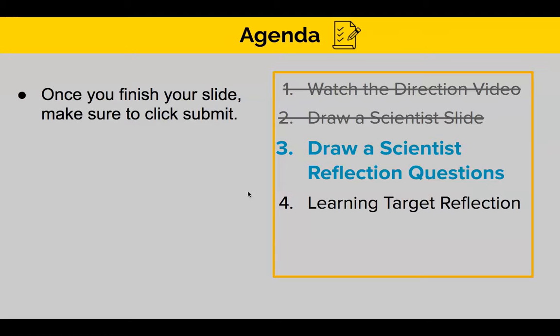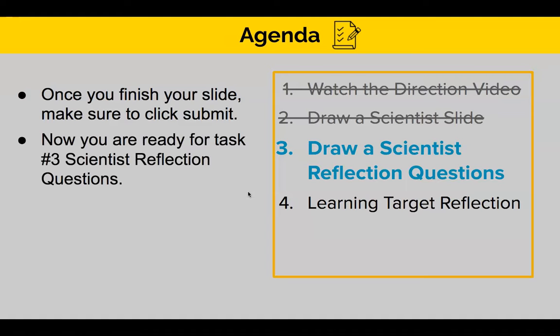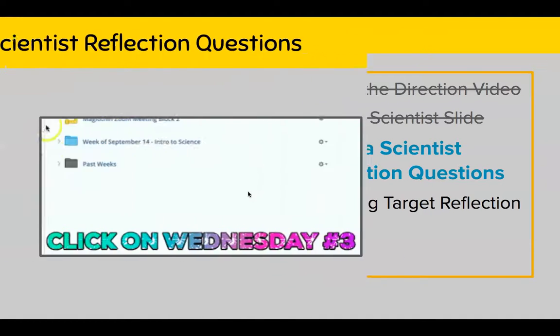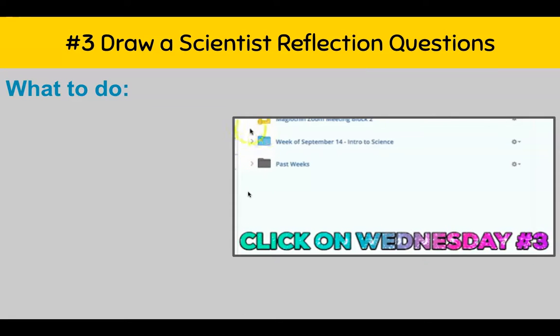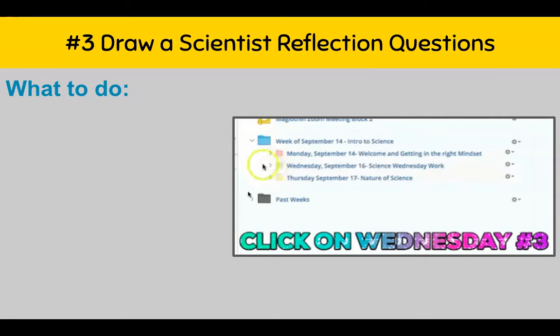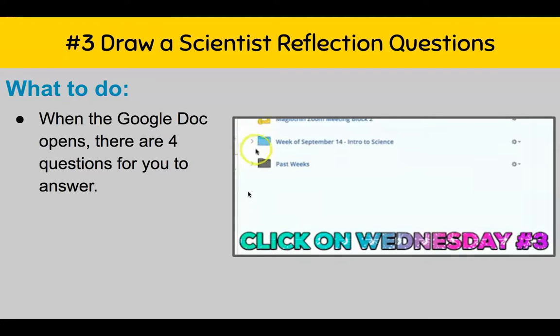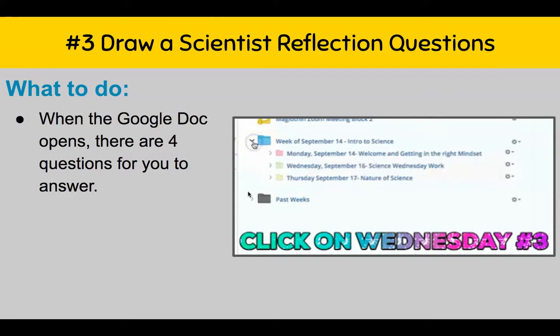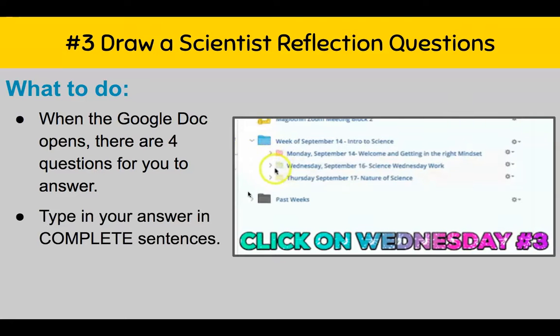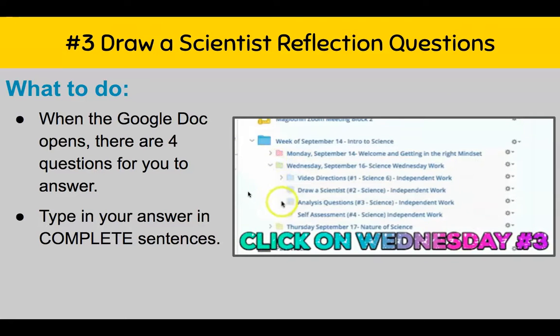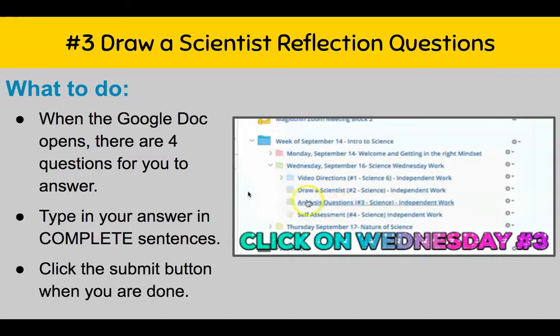And then we'll move on to task number 3, which is the Draw a Scientist reflection questions. So let's see how we're going to get there. You are going to again go back to that week of September 14th folder, the Wednesday folder again, and then click on task number 3, analysis questions. For those analysis questions, there are going to be 4 of them that are going to open up in a Google Doc. We would like you to answer those questions in complete sentences and then hit Submit when you are done.